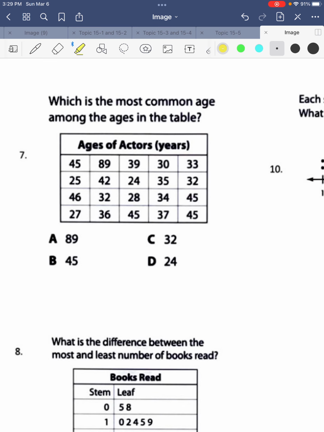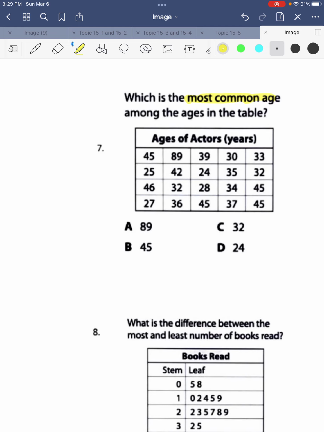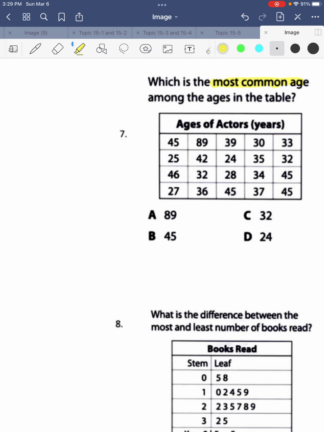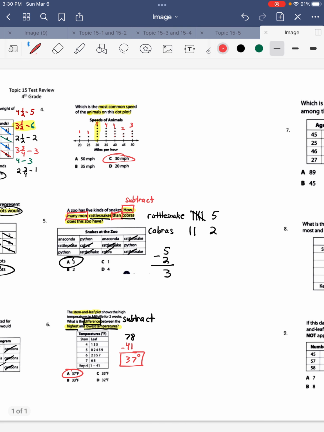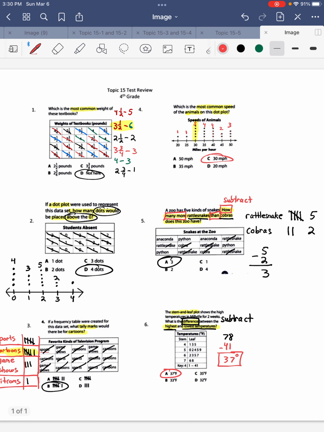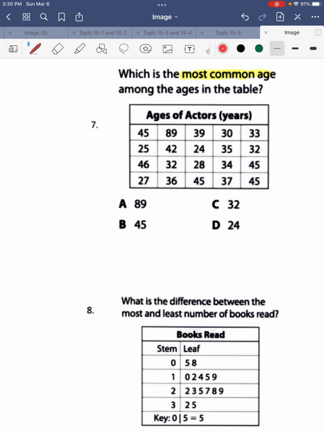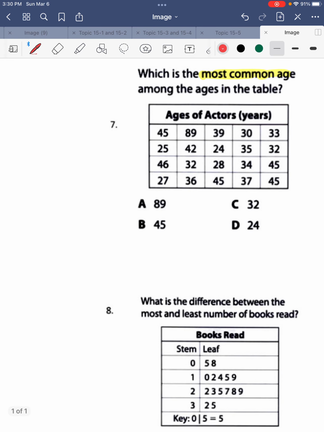Okay, number 7 says, what is the most common age among the ages in the table? So I'm looking for the most common, the number that appears the most. For this, I'm going to see how many times they appear. I'm going to order them from least to greatest. My least one is 24. So I'm going to do it over here, 24.